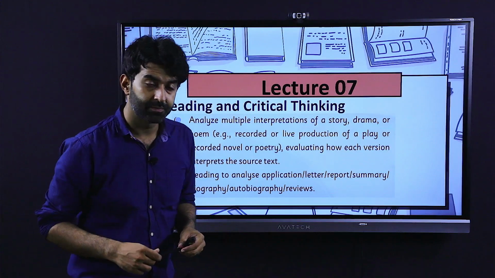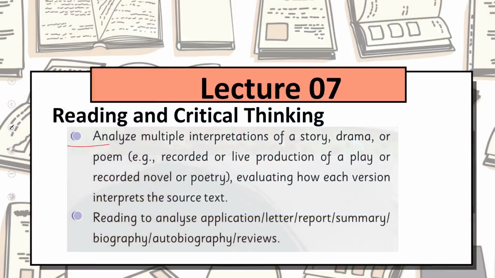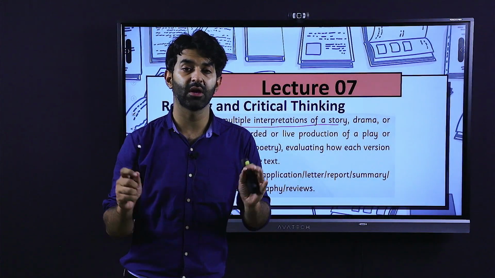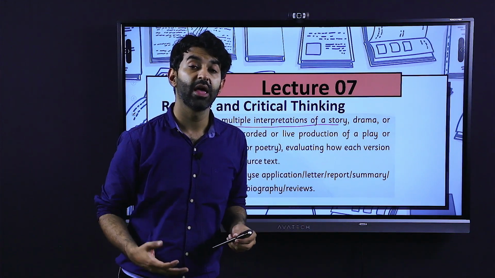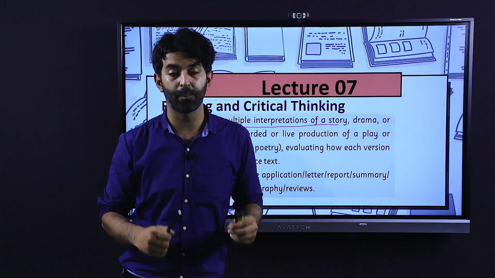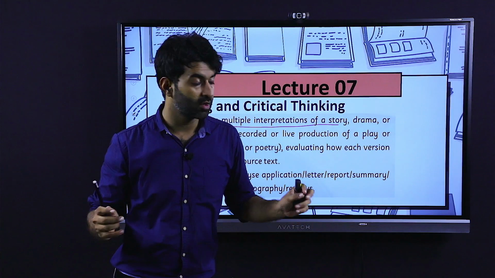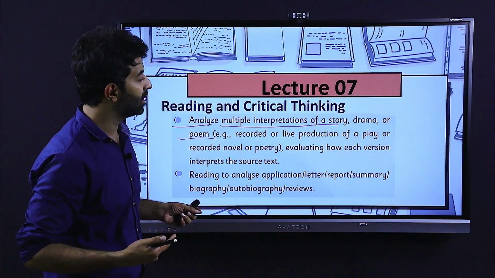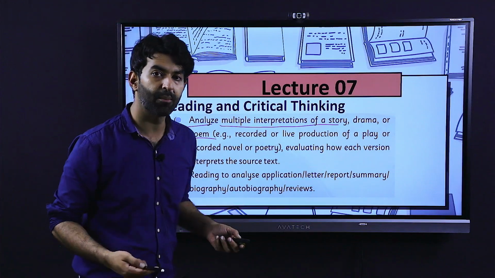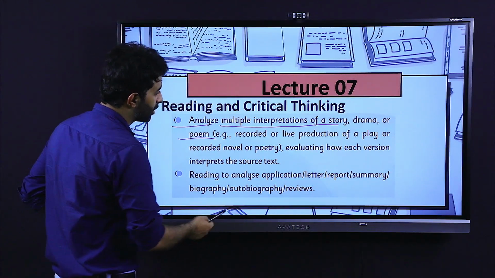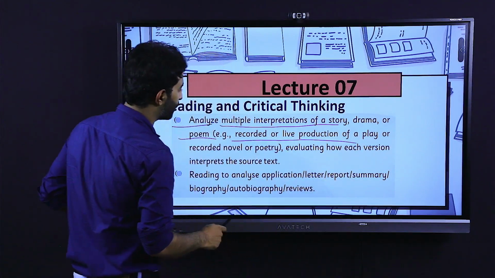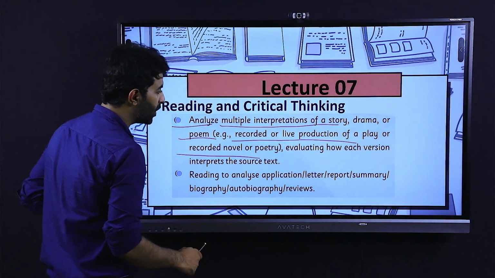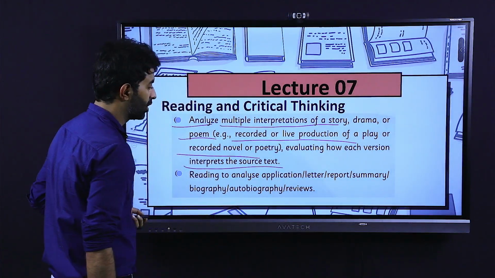Now, for lecture number 7, my dear learners, you will be analyzing multiple interpretations of a story, drama, or poem. We know that we are individuals, we have different interpretations based on our experiences and our understandings and opinions. So there are a lot of interpretations. So how can we analyze those multiple interpretations of a literary text, like the story, the drama, or any poem. We will be seeing the recorded or live production of a play or recorded novel or poetry, evaluating how each version interprets the source text.